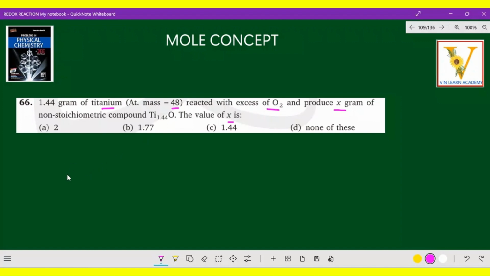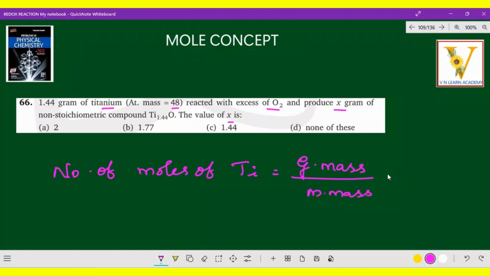So the number of moles we can identify directly. I hope you understand what is meant by non-stoichiometric form. The number of moles of titanium is given mass divided by molecular mass, so here 1.44 gram divided by the molecular mass, which is given as 48 gram per mole. What answer will you get?